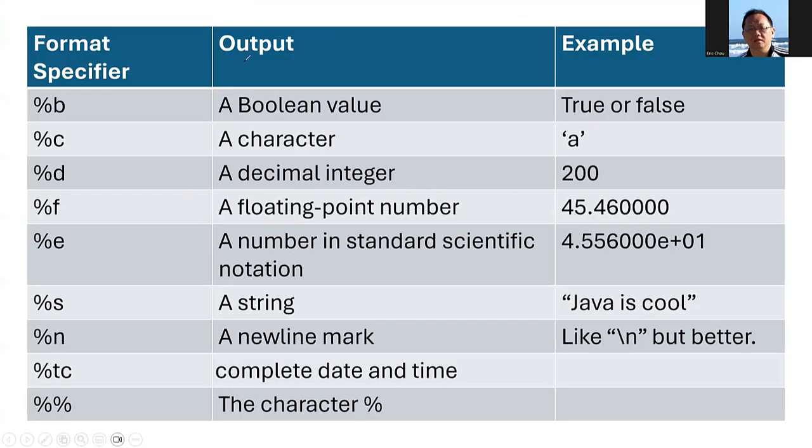Okay, so for this formatted print, you have different format specifiers. %b for Boolean value, %c for character, %d for integers, %f for floating point. Okay, %e for scientific notation, %s for string. %n, the same as backslash n, will change line. Okay. %% will print out one percent mark.